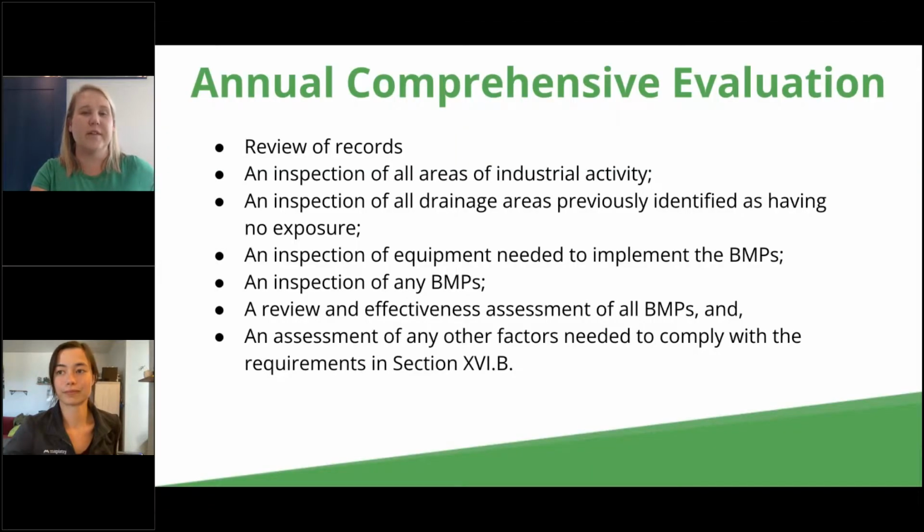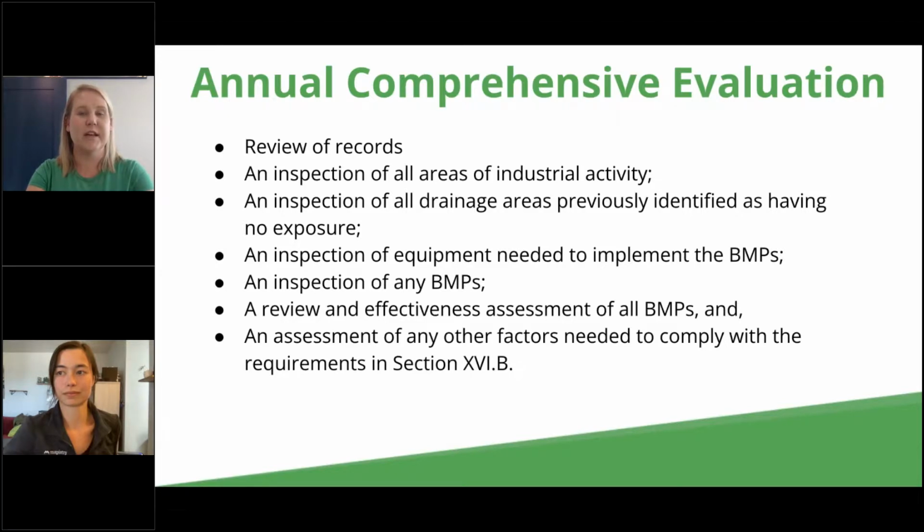You're going to do an annual comprehensive evaluation each year. There are two things that go on here at the end of the year: annual comprehensive evaluation and annual report. The annual comprehensive evaluation is like a super duper monthly inspection, where in addition to doing all of your monthly inspections, you're going to sit down and ask yourself, did I do all of my monthly inspections this year? You're going to take an even more critical look at all of your industrial activities.